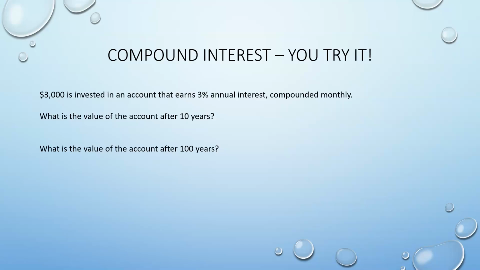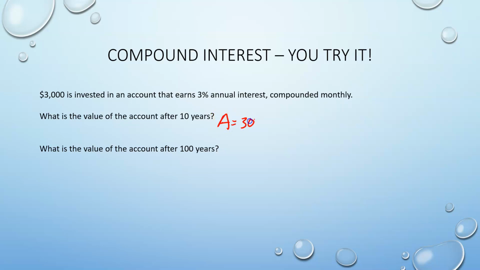So now that we've reviewed how to put it in our calculator, I want you to try this problem on your own. $3,000 is invested into an account that earns 3% interest compounded monthly. What is the value of the account after 10 years and the value of the account after 100? So pause the video, write out your formulas, and then type it into your calculator to make sure you can get the right thing.